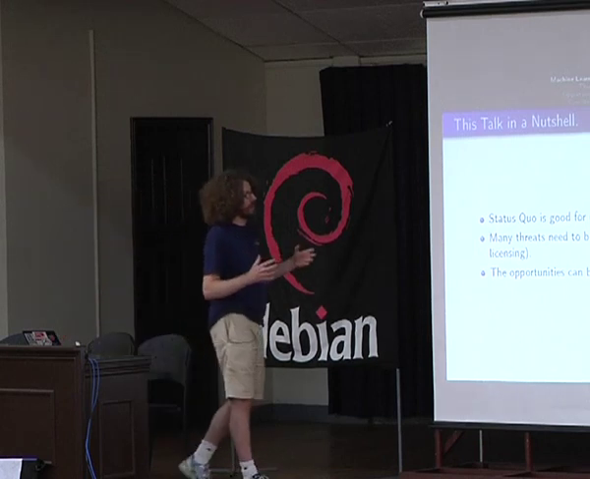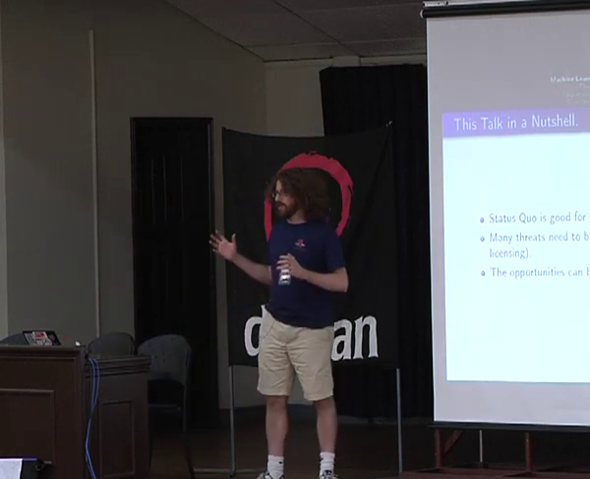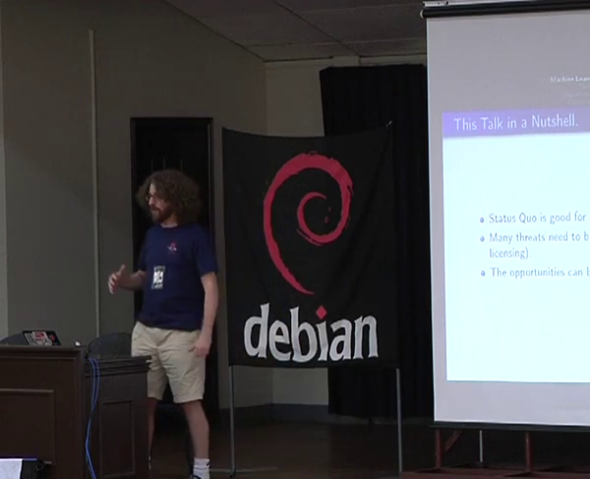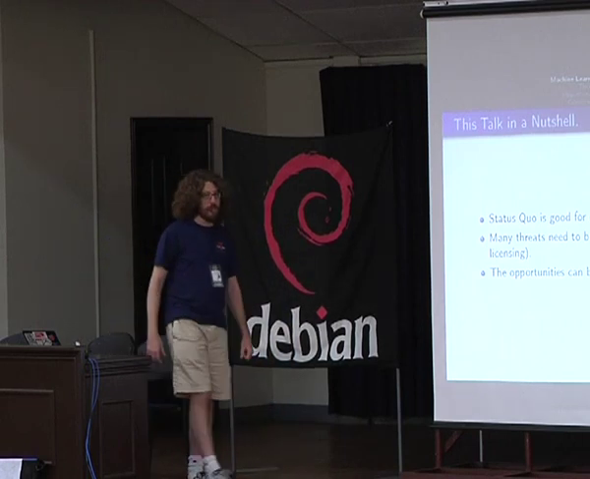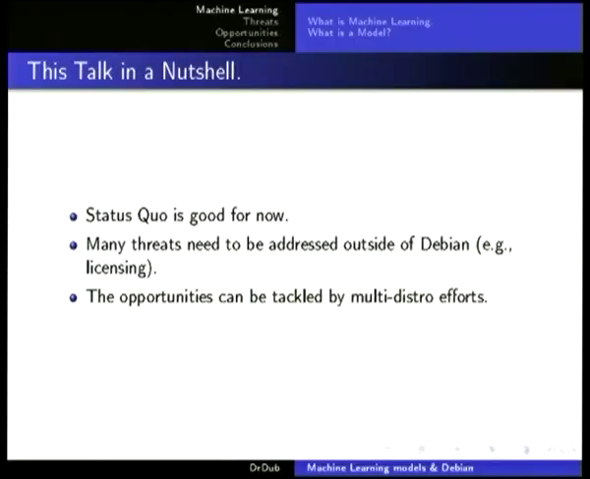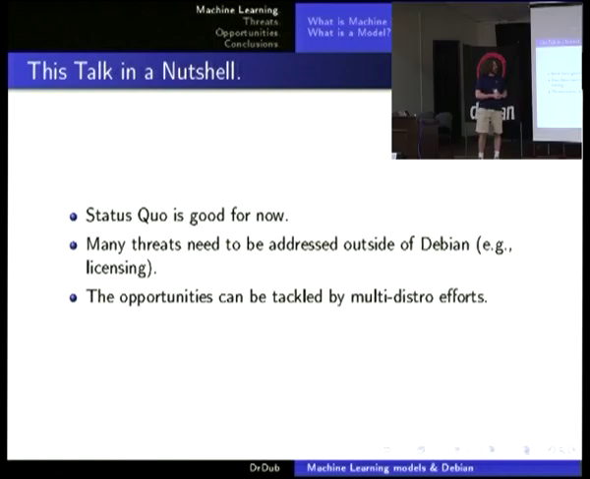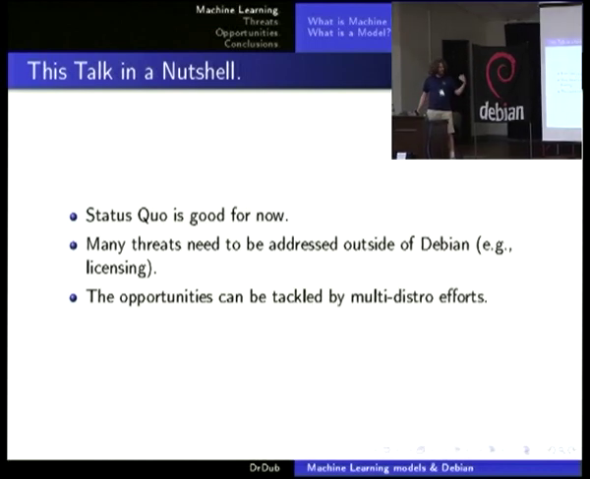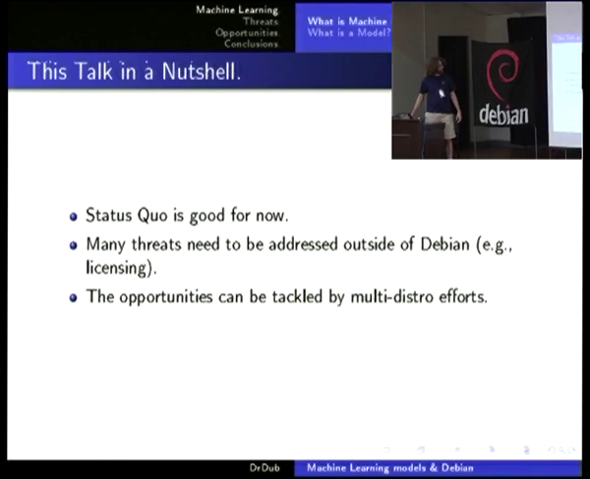In a nutshell, this talk is not like the sky is falling over us or anything. It's that not doing anything is really an option. The threats are more maybe 5 to 10 years from now, really. And some of the threats can be addressed outside of Debian. But I truly believe that the opportunities are more at the distro level. And that's also something that you are welcome to disagree with.